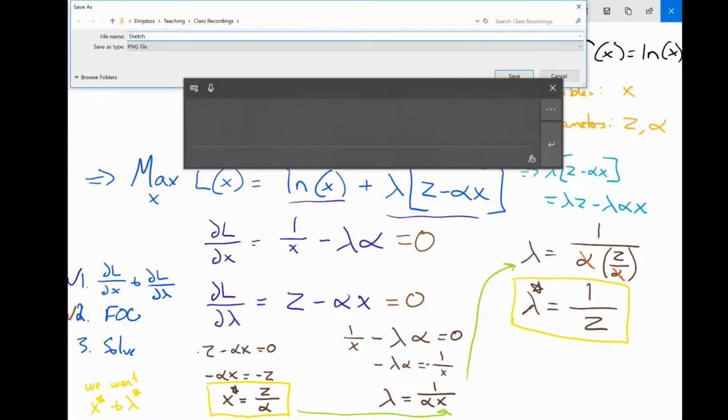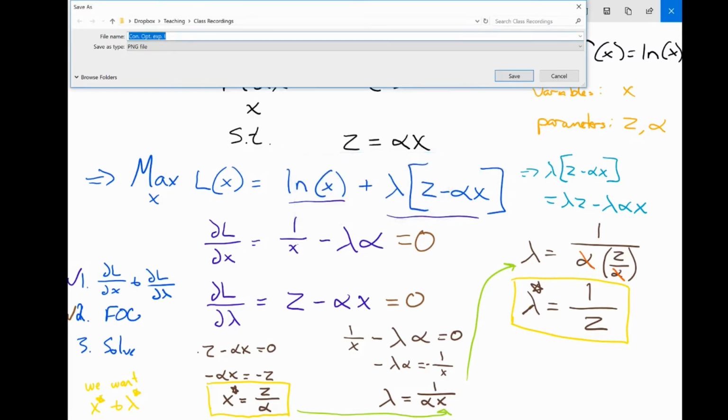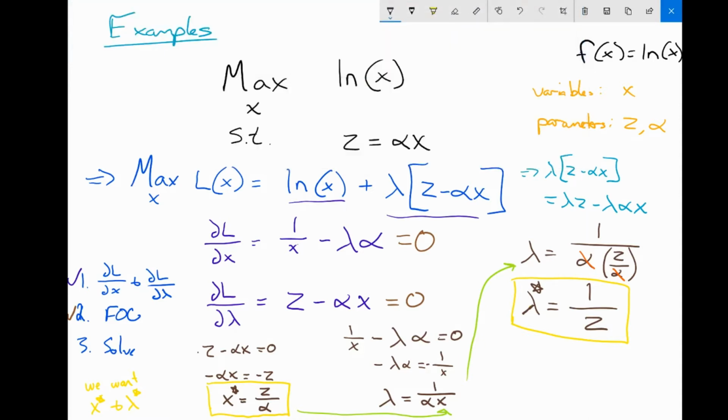All right. We'll do constrained optimization, Example 1. Okay. It's not like in my name. Constrained optimization, Example 1. There we go.